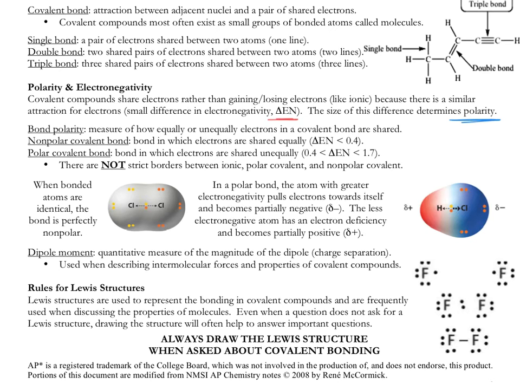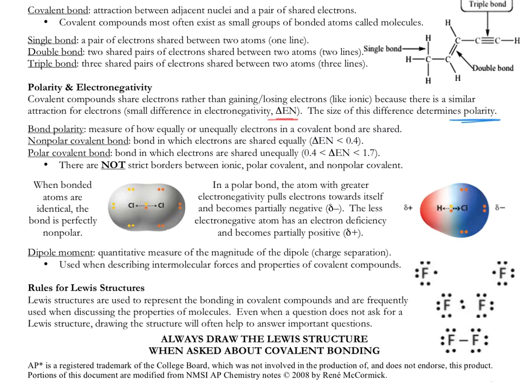It doesn't need to be 100% perfectly equal to be nonpolar, just very close. So a nonpolar covalent bond is where we share them equally, and the difference in electronegativity is small, less than 0.4. These values are likely to be given to you if you need exact values, but there are certain things that you should be able to know, like a carbon to oxygen bond is polar, a hydrogen to oxygen bond is polar. A carbon to hydrogen bond falls right on that 0.4 border.